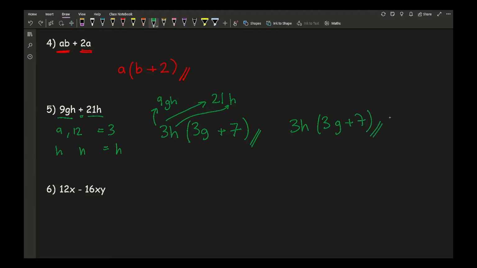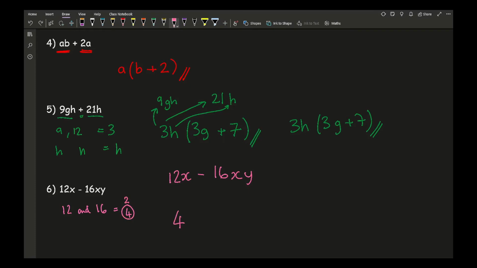Moving on to question 6, so let's go for a different colour. So here I've got 12x minus 16xy. So again, both of them have got numbers, so I've got 12 and 16. So I ask myself, what's the biggest number that goes into both 12 and 16? Well, I've got 2 and I've got 4. So 4 is going to be the one I'm going to choose.